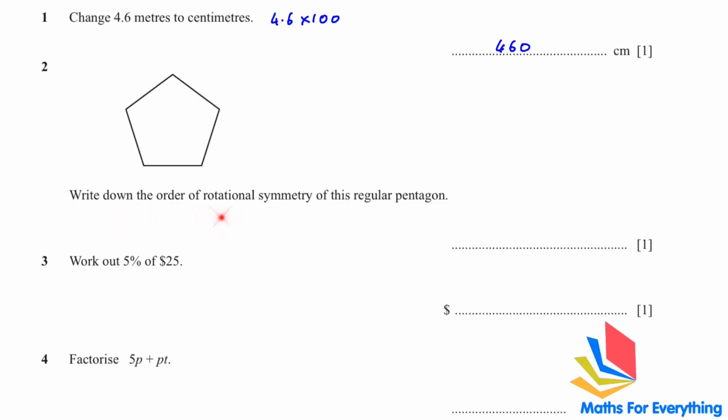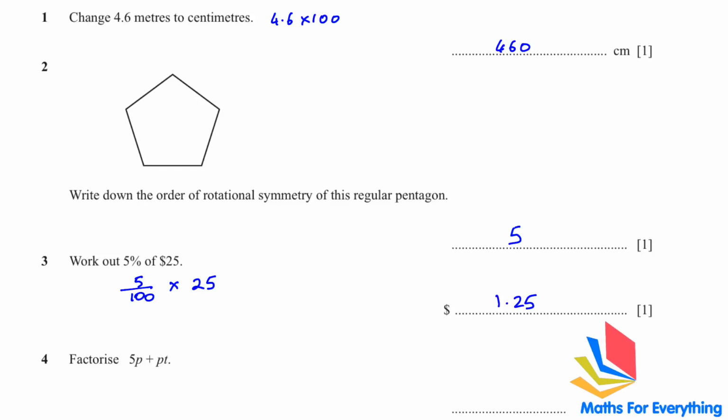Next, write down the order of rotational symmetry of this regular pentagon. Regular pentagon means all the 5 sides are equal. Therefore, the order of rotational symmetry will be 5. Next, work out 5% of 25. Whenever the percentage has been given to you, you divide by 100. Of means multiply and of 25. So you just put this in the calculator and you will get 1.25.